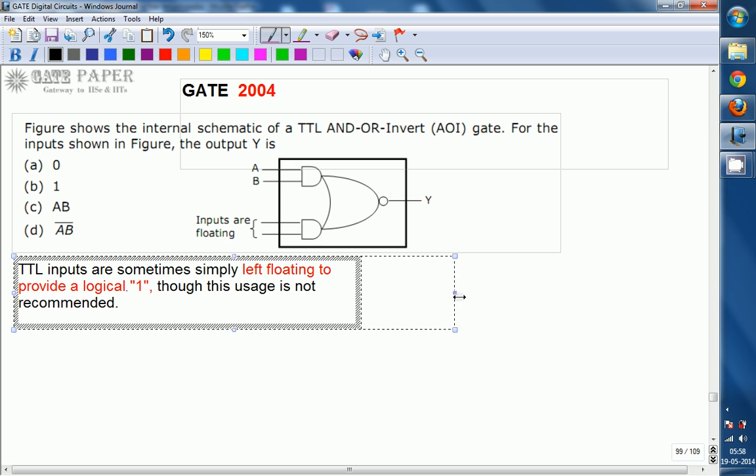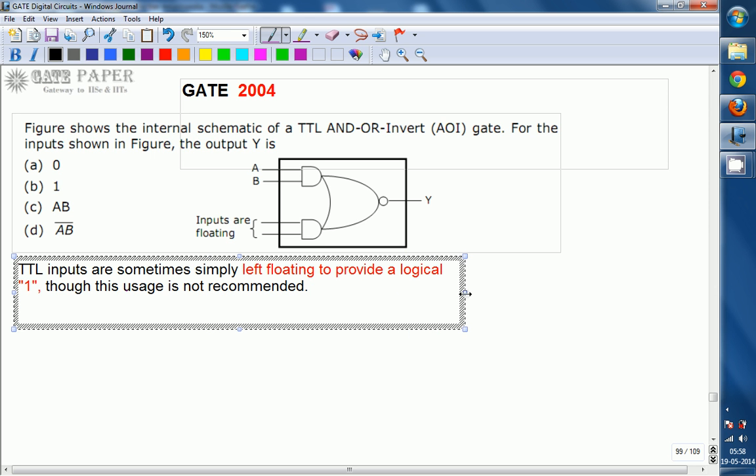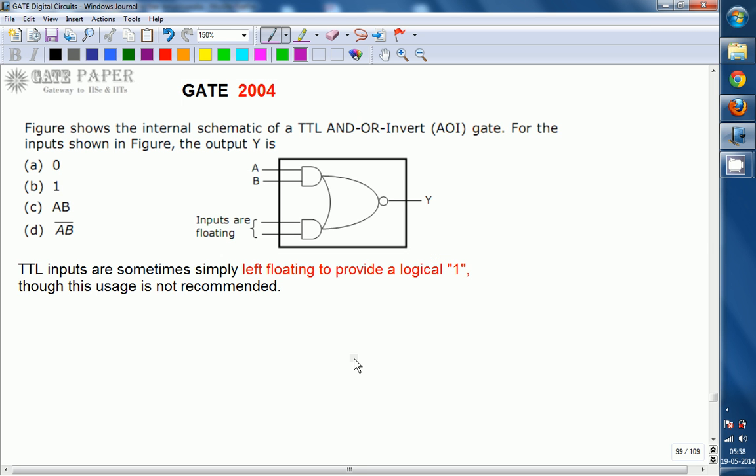they will be considered as logic 1. TTL inputs are sometimes simply left floating to provide a logic 1, though this usage is not recommended. Whenever the inputs are floating, they will be considered as logic 1 in case of TTL, but this usage is not that much recommended. Directly it is better to give logic 1 at the inputs. Based on this information, the floating inputs can be considered as logic 1.